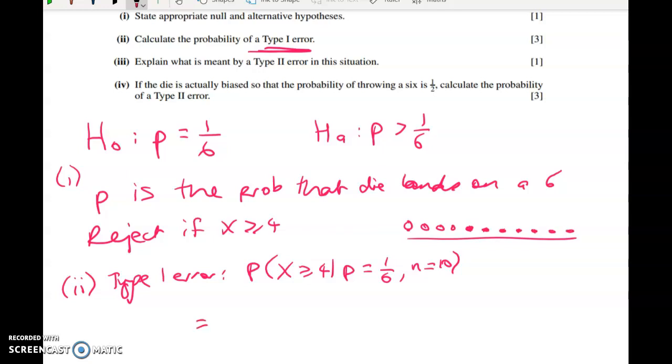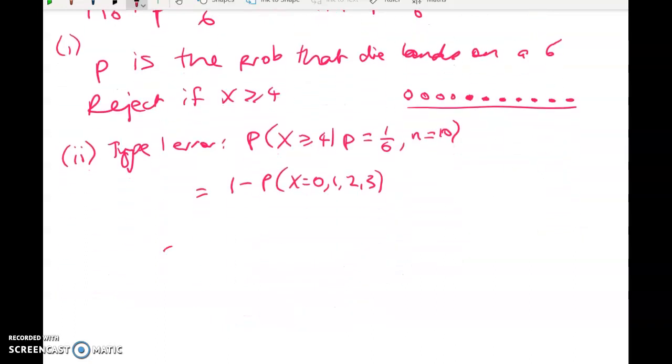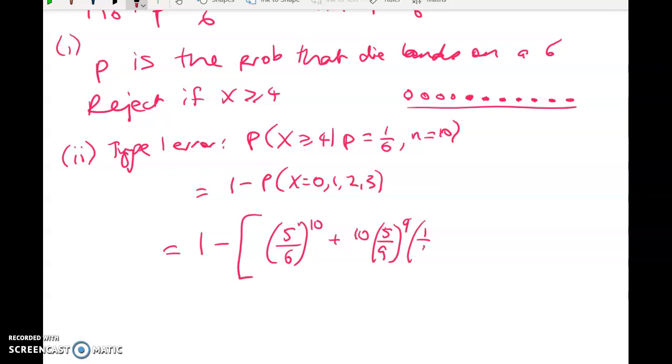So that probability can most easily be found as 1 minus the probability of x equals 0, 1, 2, or 3. Right, now you need to show some working in here. You need to show your binomial calculation. So it's 1 minus, and then no 6s means 10 not 6s, and there's only one way for that to happen. Then there are 10 ways to get 9 not 6s and 1 6. Oops, that should be a 6. Right, you get the idea.